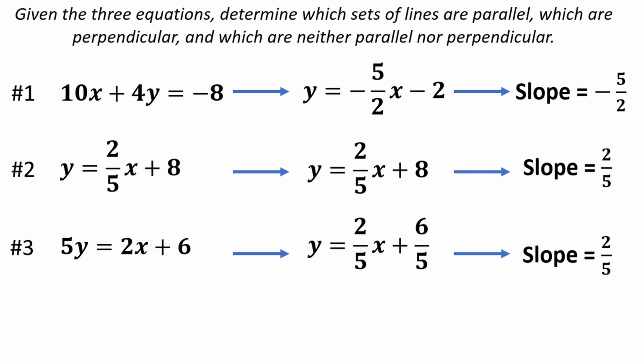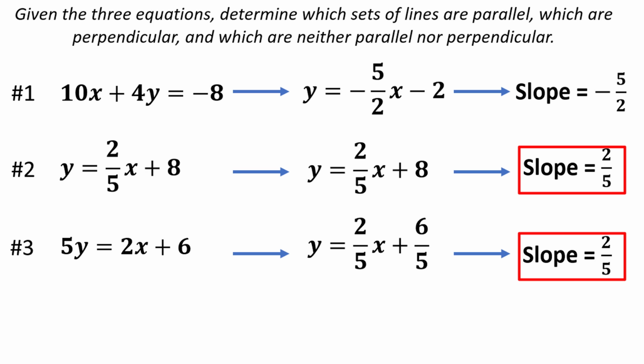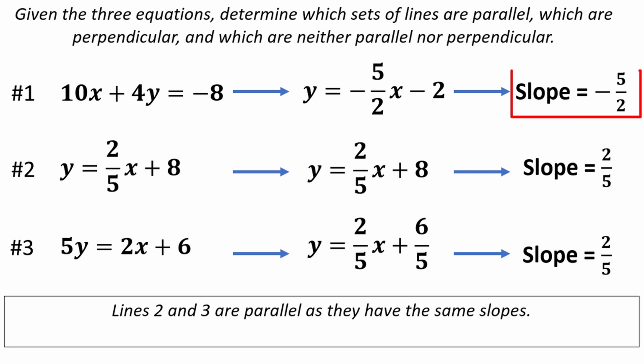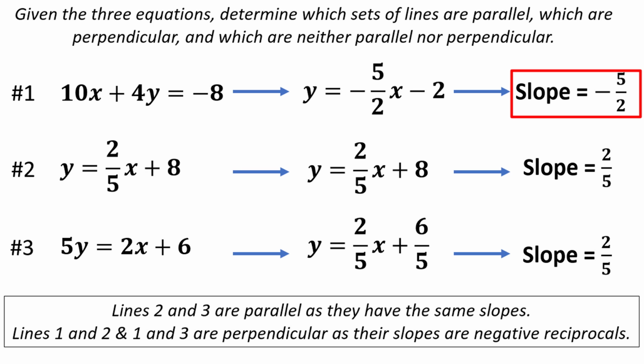The first thing that jumps out to me here is that lines 2 and 3 both have a slope of 2 over 5. We know that lines with the same slope are parallel, and therefore lines 2 and 3 must be parallel. I also notice that the slope of line 1, negative 5 halves, is the negative reciprocal of 2/5. Perpendicular lines have negative reciprocal slopes, and therefore line 1 must be perpendicular to both line 2 and line 3.